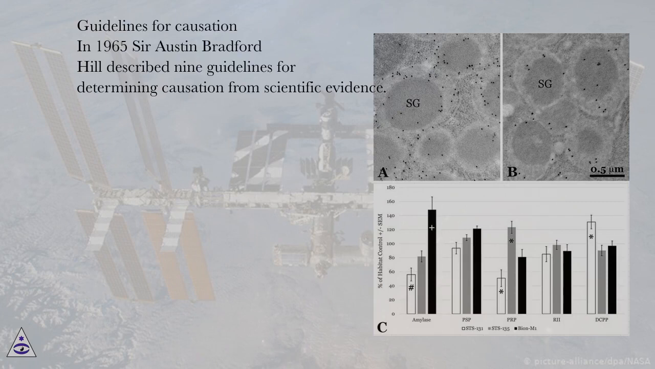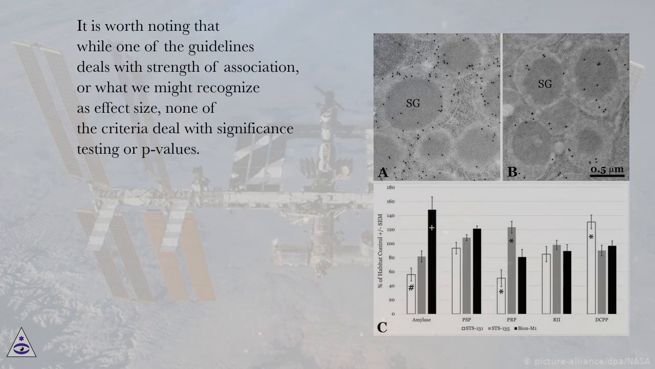Guidelines for causation. In 1965, Sir Austin Bradford Hill described 9 guidelines for determining causation from scientific evidence. It is worth noting that while one of the guidelines deals with strength of association, or what we might recognize as effect size, none of the criteria deal with significance testing or p-values.